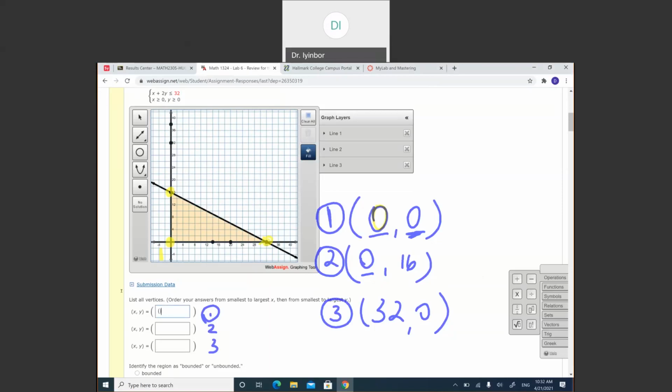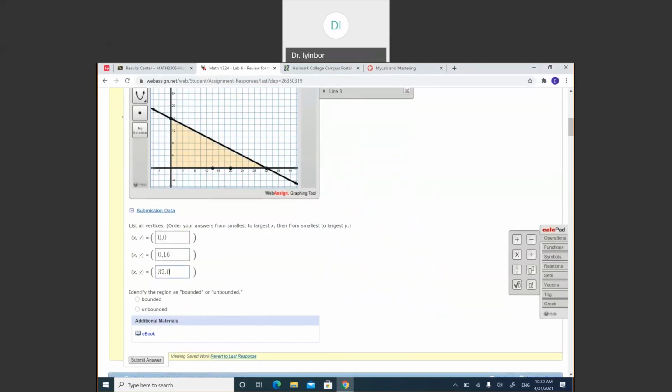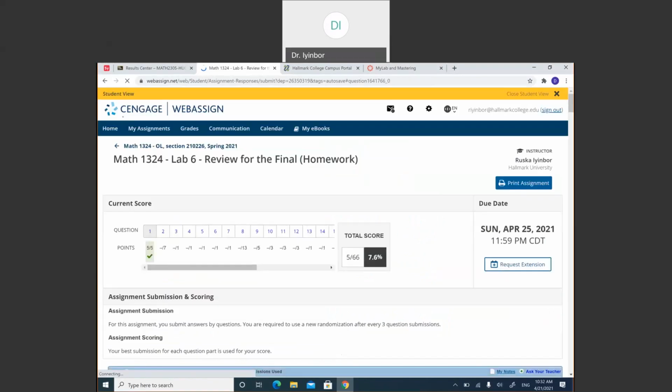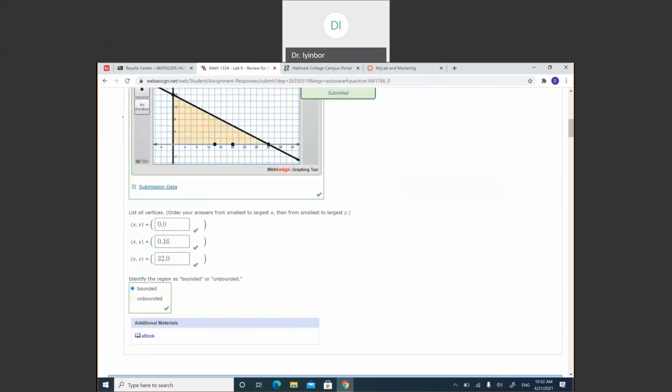So it's going to be 0, 0. The second one is going to be 0, 16. And the last one is 32, 0. So that's how you do number 1. And also this area obviously is bounded because it's a closed area. And let's check it out. Okay, everything good. Then you're going to go to number 2.